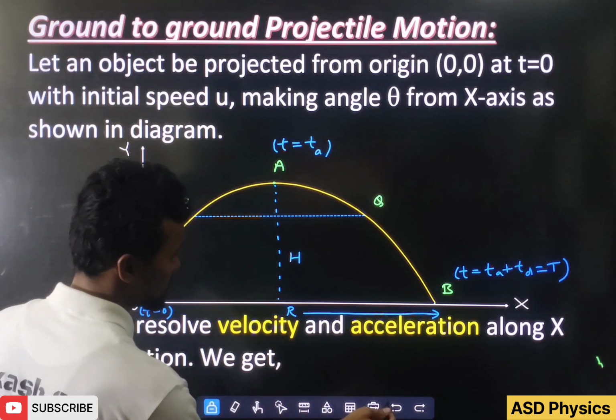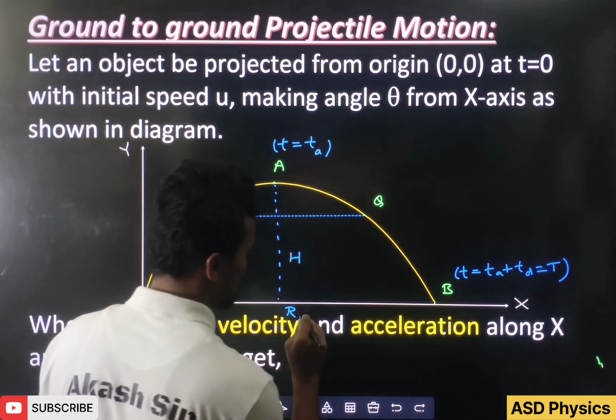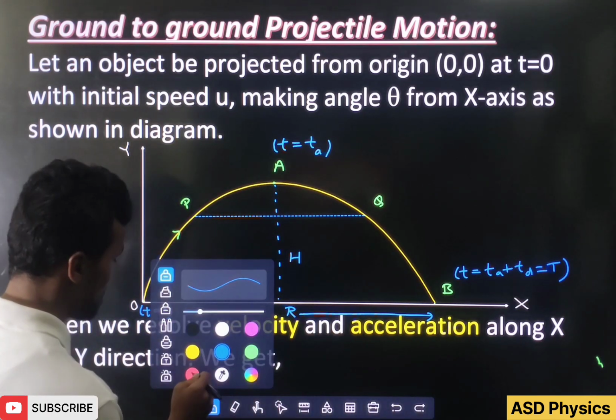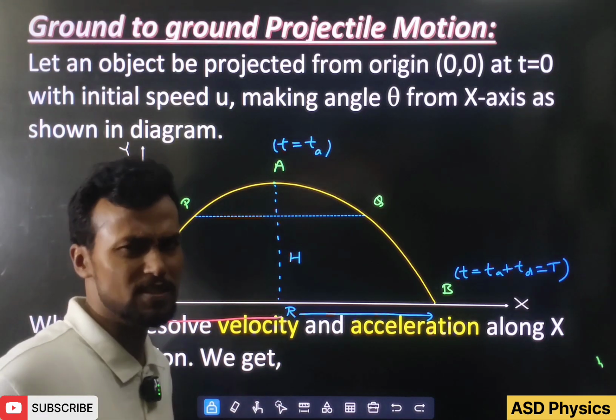What is called here, students? This is called here the horizontal range. This is the horizontal range. See this here, right? And I will change here the color. See, this is called here the horizontal range here. Now these are the basic things.